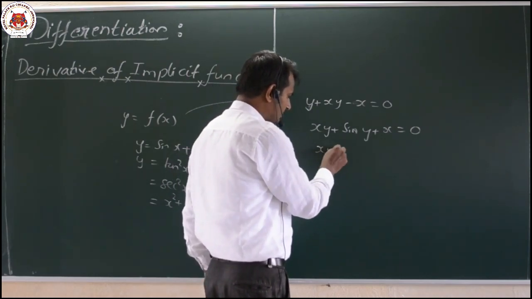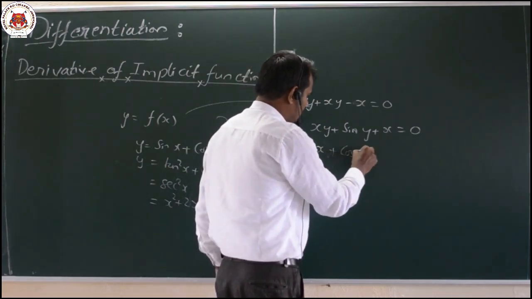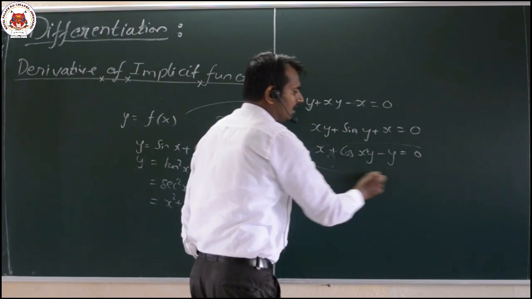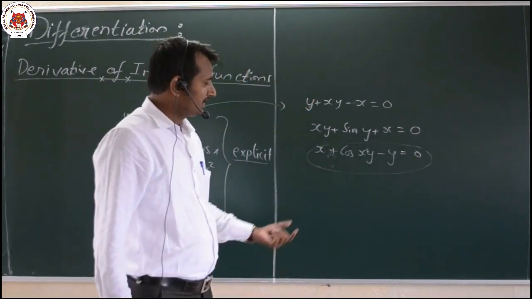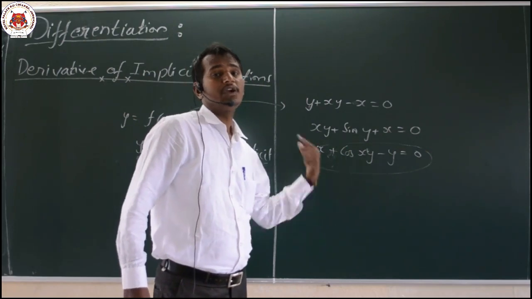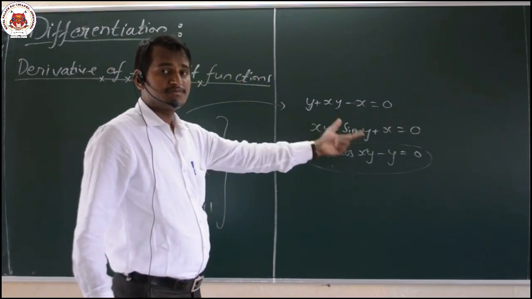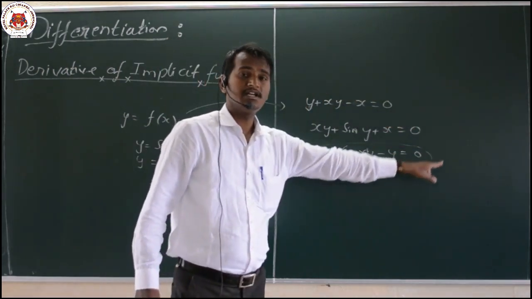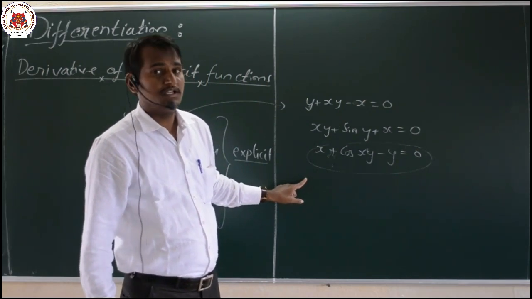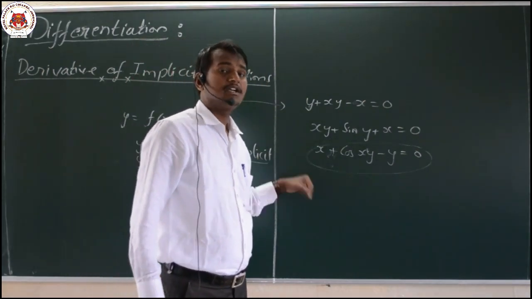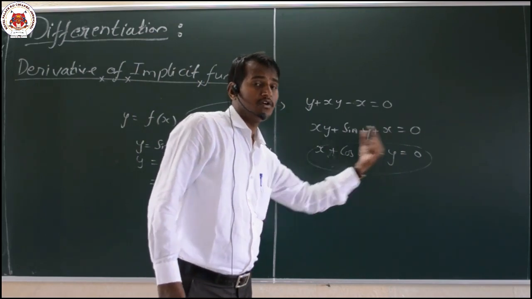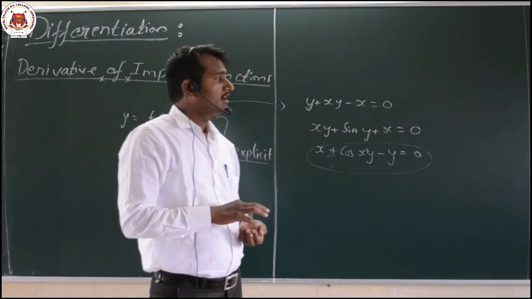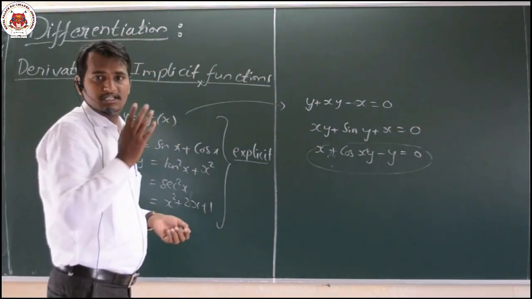For example, x plus cos of xy minus y equal to 0. In this particular function, of course we can write y in terms of x, but it is a little bit tedious. So all such functions we call implicit functions, where we can't express y in terms of x alone. Everything will be mixed up here, that is both x and y. Such functions are known as implicit functions.